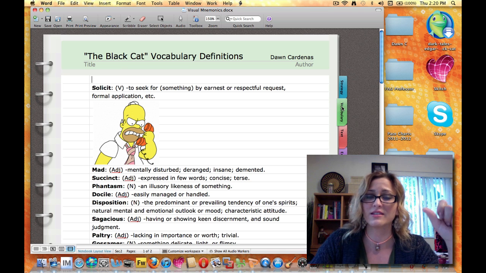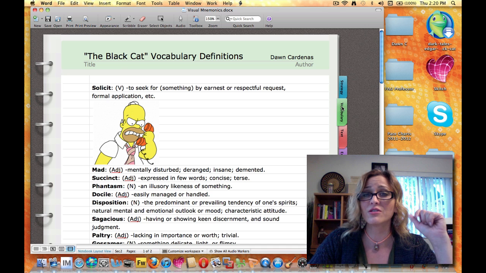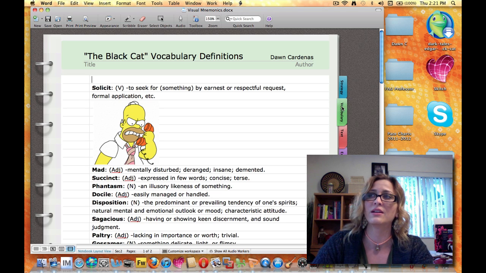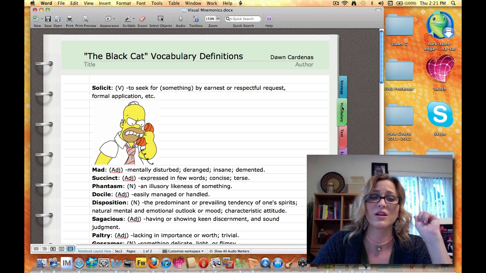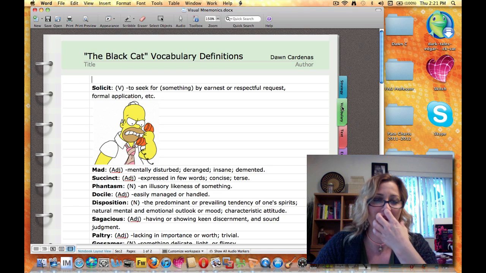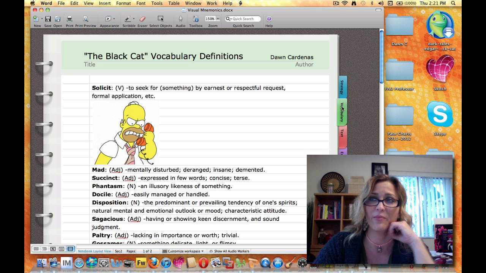So to solicit is to seek for something by earnest or respectful request. It's a formal thing. You might have heard of the word solicitors, like when telemarketers call you on the phone, they're soliciting you, they want to buy something from you, and that's Homer. You guys know who Homer is, right? The visual clue when I think of the word solicitor is I think of people who call me on the phone and annoy me. So that's my visual mnemonic for solicit. Yours is completely different, and you'd have to actually draw it out and work with it. But if you really want to remember a word, it's helpful to go find that picture clue.